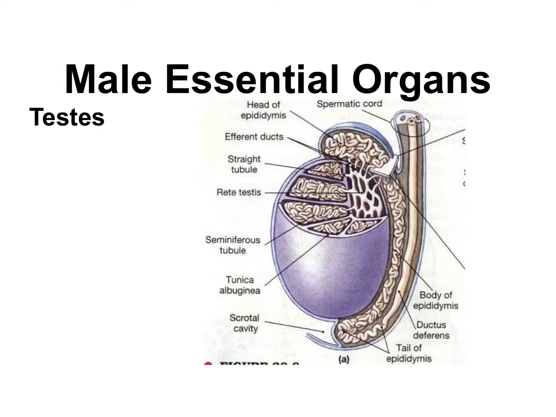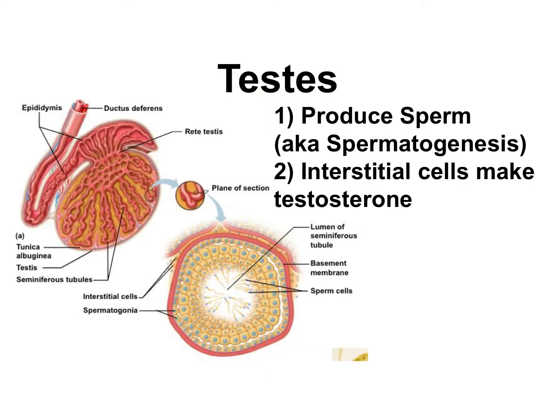It might come as a surprise, but in males, the only essential reproductive organ is the testes. The testes not only produce sperm, but make testosterone as well. Now, the fancy name for making sperm is spermatogenesis. Man, that's a big, long word.